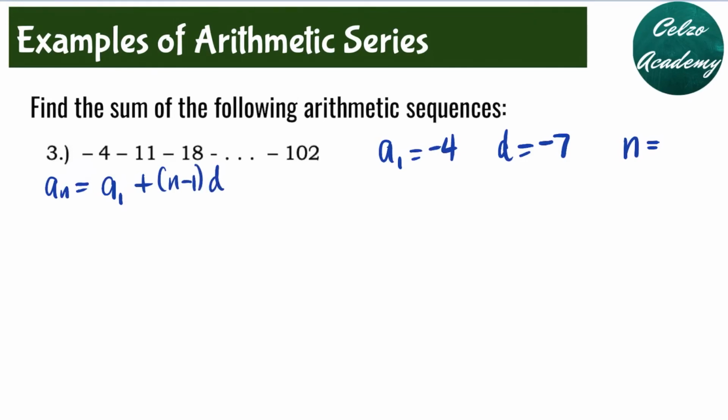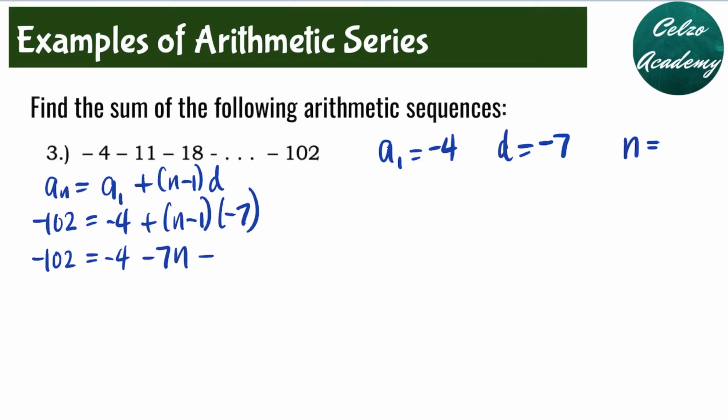Our a sub n, or the last term, is negative 102. A sub 1 is negative 4, and we have n minus 1 times the common difference, negative 7. Simplifying the right side, we have negative 102 is equal to negative 4. Distribute the negative 7, we have negative 7n, and then plus 7. Simplifying the right side further, we have negative 102 is equal to negative 4 plus 7, which is 3, minus 7n.